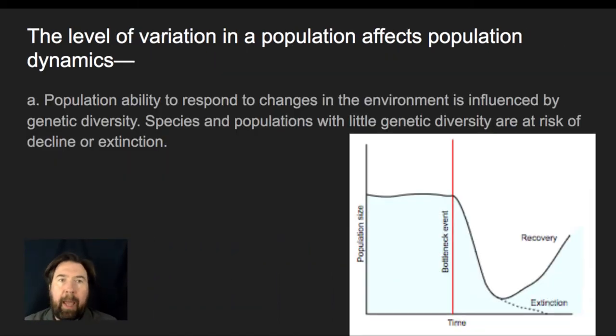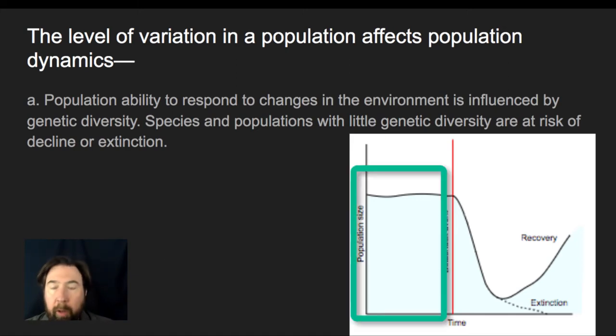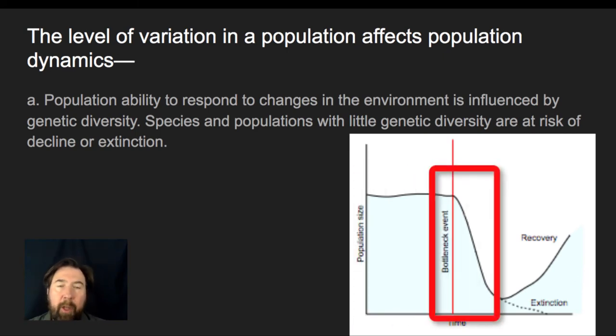So when we look at the level of variation of a population and how that affects a population, we know that the population's ability to respond to a change in the environment is going to be influenced by its genetic diversity. As a general rule, large populations tend to have large amounts of genetic diversity. If you were to have a population decline dramatically and go through something where the population size gets very, very small, a species becomes very, very endangered.